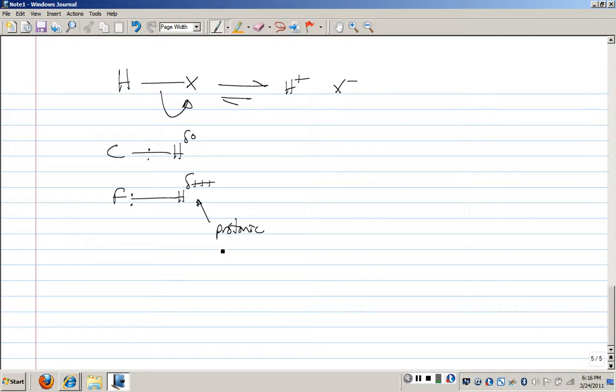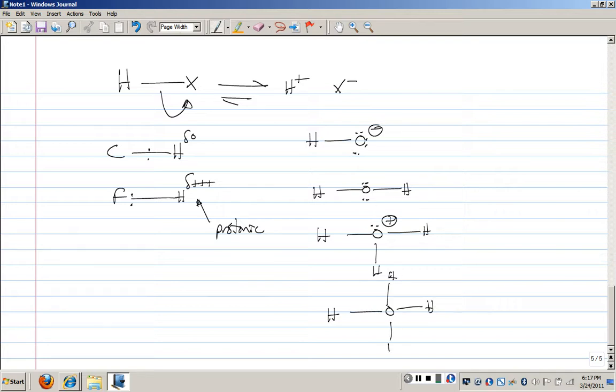Now, what does that mean? Suppose I looked at these three species. I looked at hydroxide, I look at water, and I look at H3O+. In fact, I can even go to H4O2+. And if I ask you which one of these is the strongest acid, well, what would you tell me?